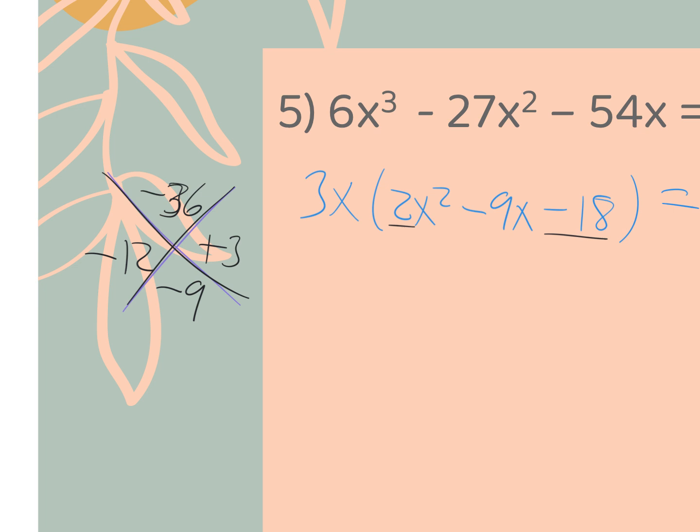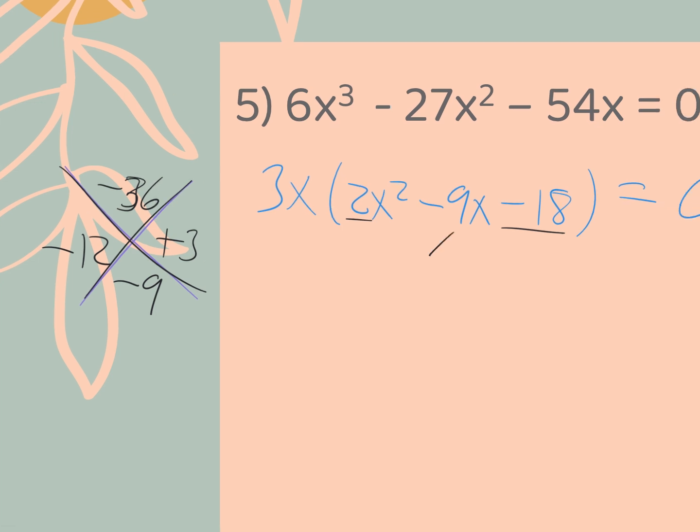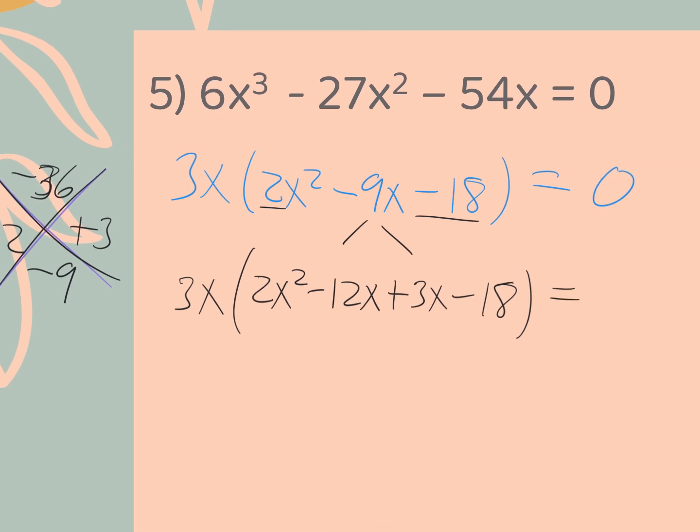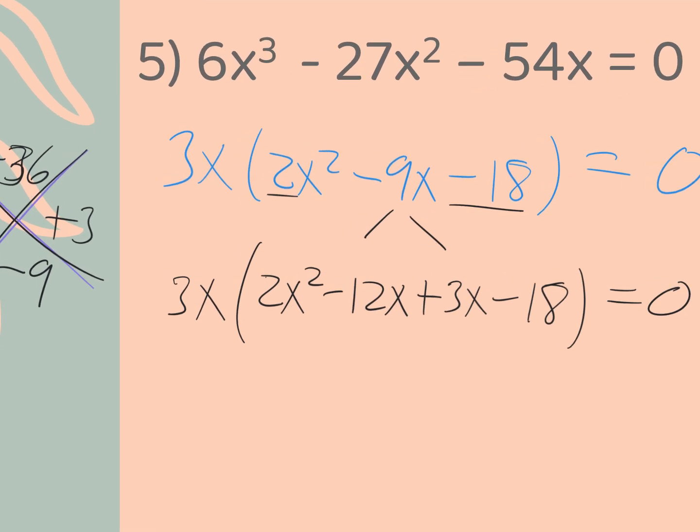Since our first term is not 1, we split up our middle term. So we get 2x squared minus 12x plus 3x minus 18. And don't forget about that 3x in front, equals 0. And now we want to group. Let's group the first two, group the second two.